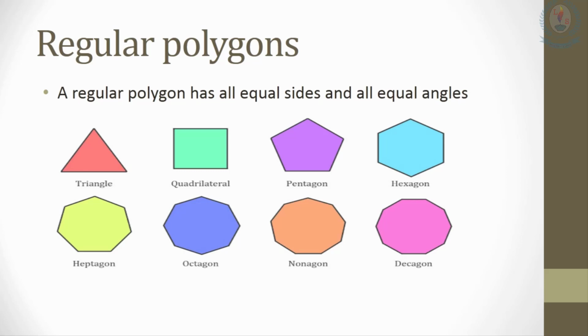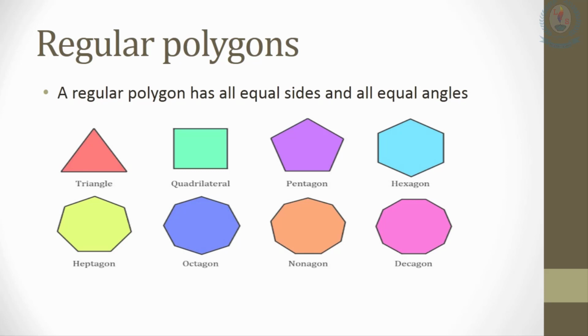The first one is a triangle. All the sides and all the angles are equal. That is also called an equilateral triangle. It is a regular polygon. Next one, it's a quadrilateral. The one and only regular quadrilateral is the square. Remember that. Because there are 4 sides and all the sides are equal, the regular quadrilateral is the square.